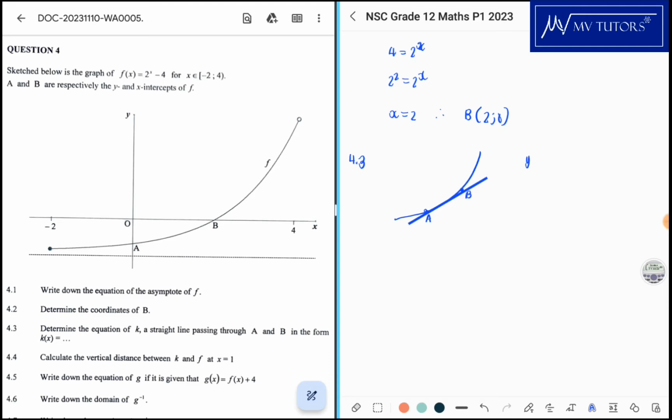And with regard to the y-intercept, we know that x is equal to 0. Okay, so now we say y is equal to 2 to the power 0 minus 4. Anything to the power 0 is 1, right? Okay, this is not gonna work. So then y is equal to minus 3.